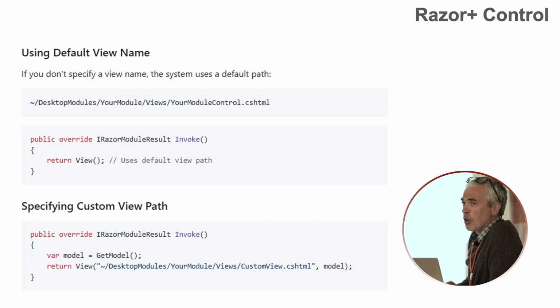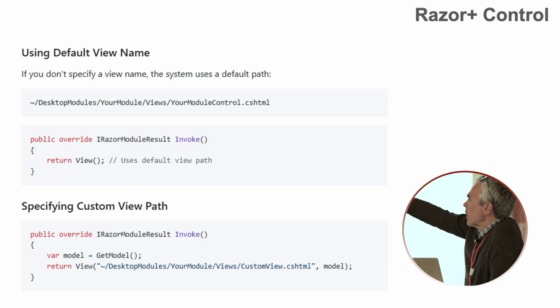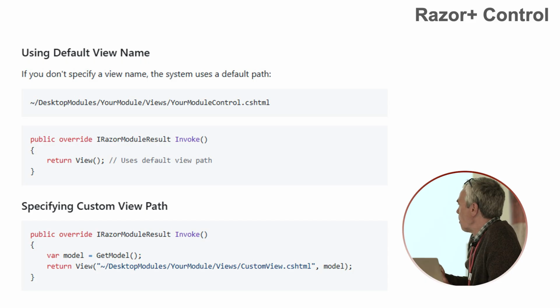For the view that is used by default, if you do not specify the Razor file used by your control, there is a naming convention that will use this kind of Razor file: desktop modules, your module name, views folder, and then the name of your control. But you can also customize the name of your Razor file, and you can, for example, use more than one Razor file for a control.